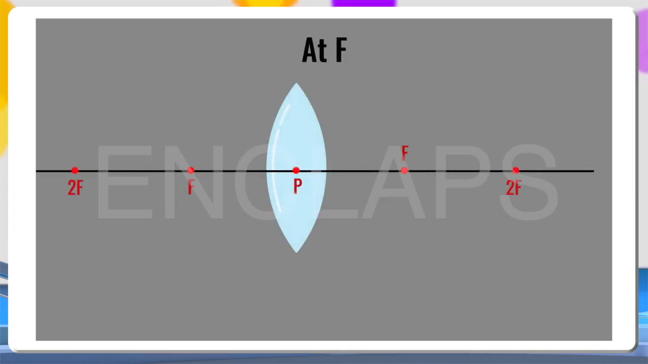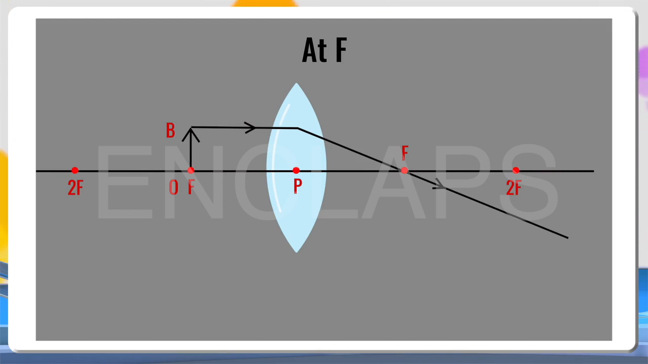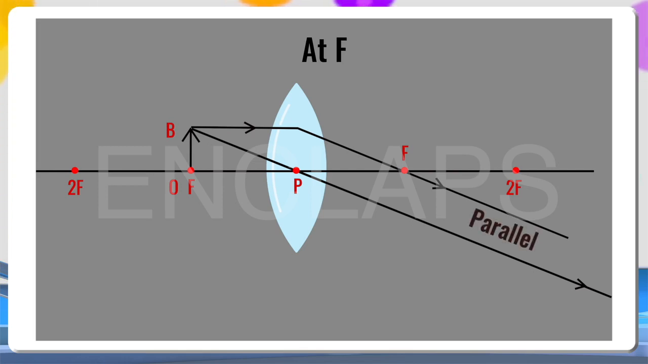In the next case, the object is placed at F. O is the position of the object and OB is the object height. We consider two rays here. The first ray is coming parallel to the principal axis. After refraction, it passes through the principal focus. The second ray is passing through the optic center or pole. It does not undergo any deviation and continues to travel in the same straight line. If you observe, you can see that these lines are parallel. Parallel lines will meet only at infinity. So, the position of the image will also be at infinity.